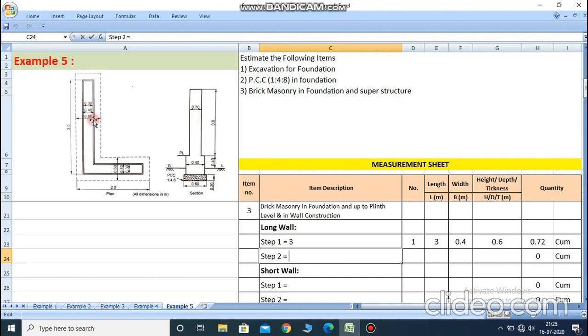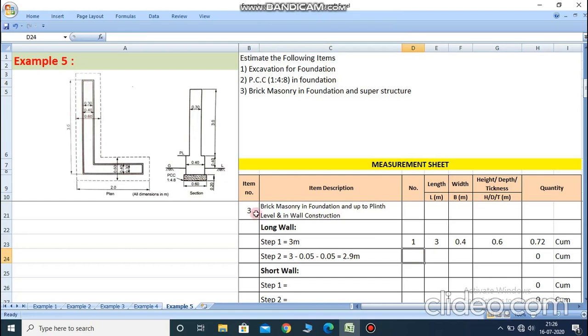Same here, this side is 0.05 and the left side is 0.05. So here for step 2, we write 0.05 minus 0.05. So here the total length we find out is 2.9 meter. Clear? So here, same as before, only a single long wall is given.